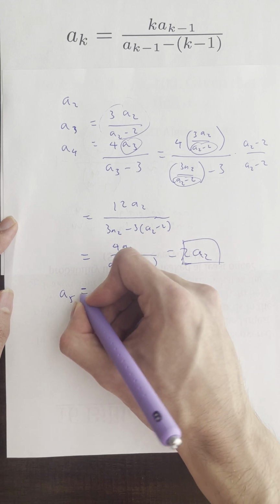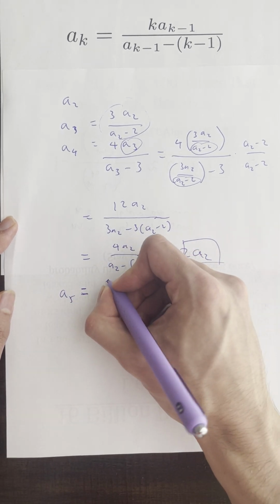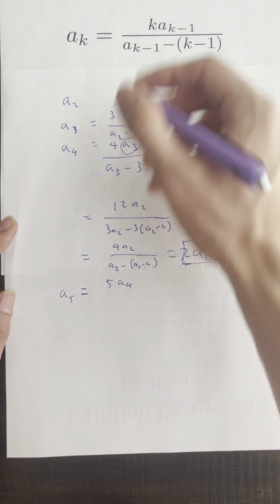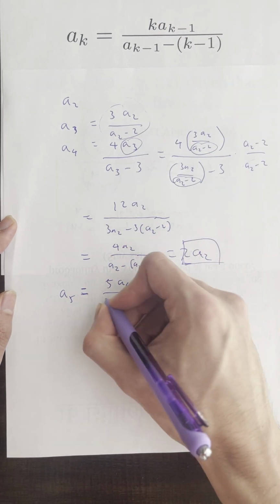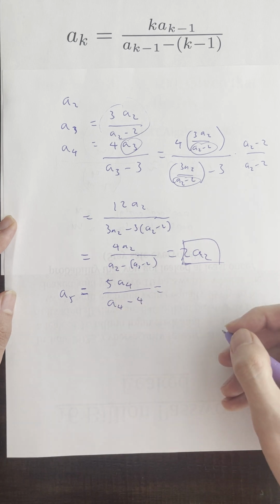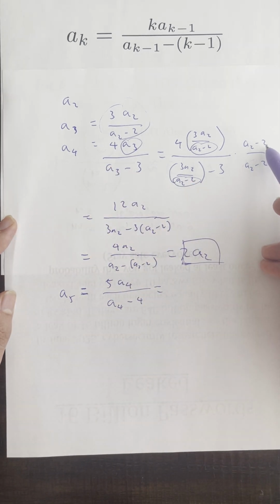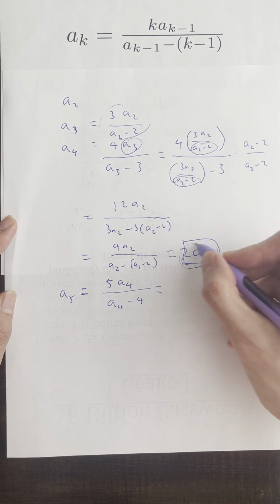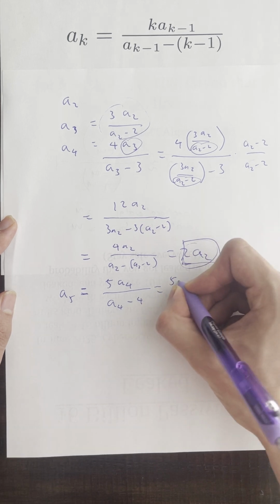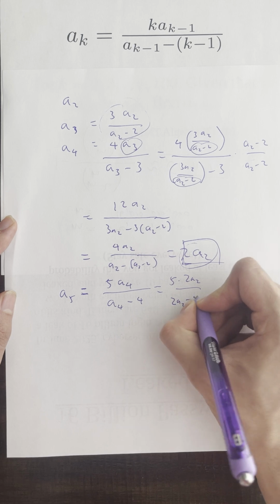Okay, I'm not sure yet. Let's just do A5. So that's going to be 5A4, right? Because K is 5 over A4 minus 4. Okay, so A4 is how much? A4 would be, oh, A4 is this. Okay, so 5 times 2A2 over 2A2 minus 4.